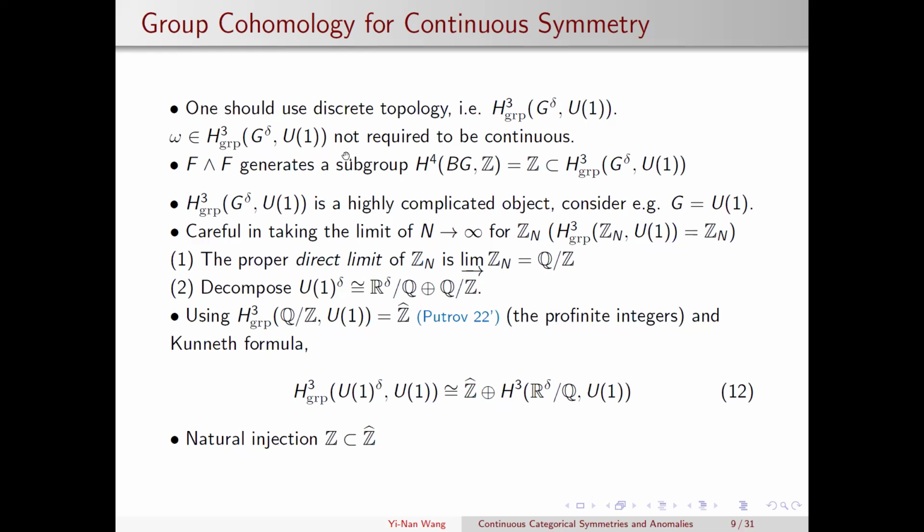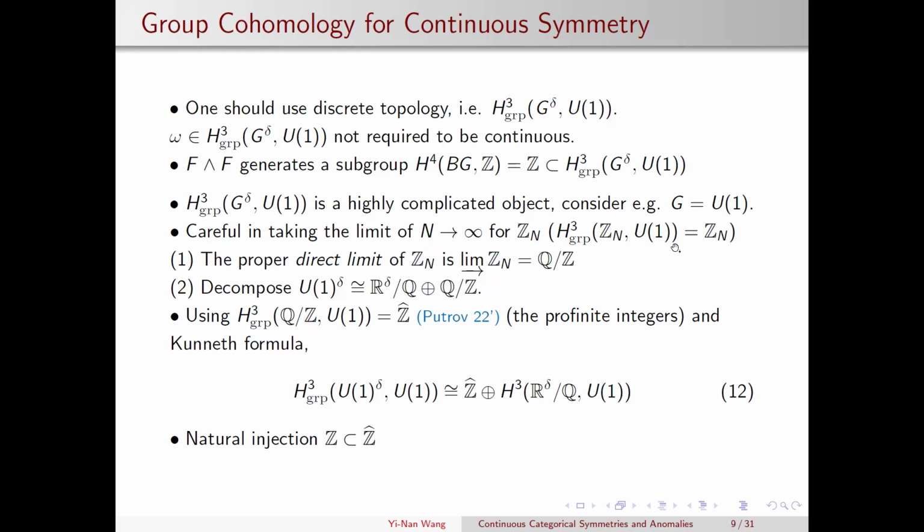But where does FHF live? Where does H4(BG, Z) live? At least this H4(BG, Z) will be an injective subgroup. It is an injection from the H4(BG, Z) to this H3 of G delta, and it's just a subgroup of that. So basically the physical conclusion is that although FHF is maybe not everything in that very highly complicated group cohomology, it's still a faithful object. You can still talk about the Z subgroup living in the larger group like this.